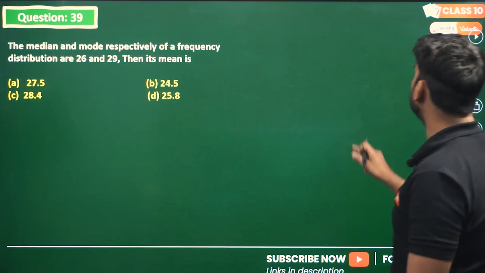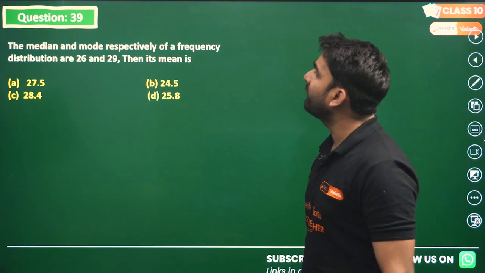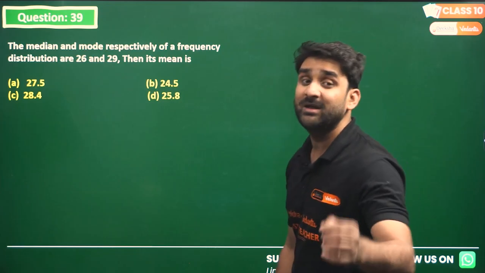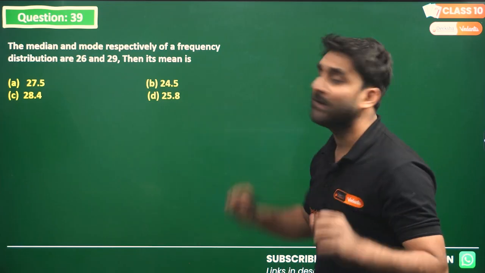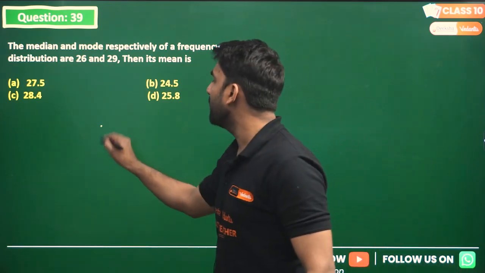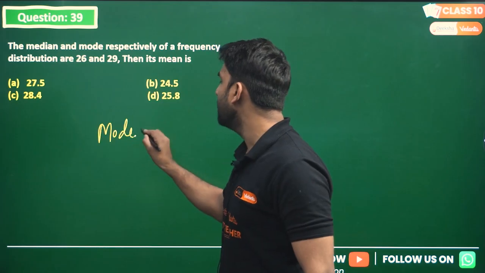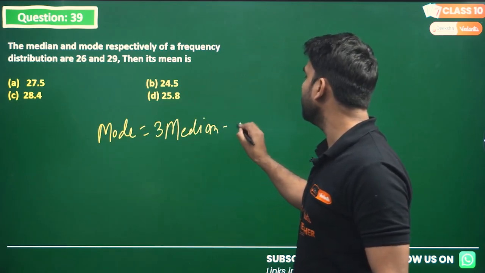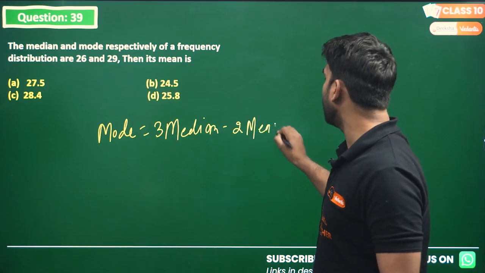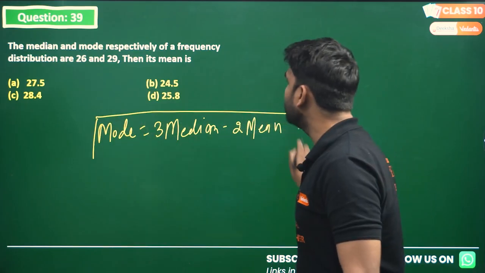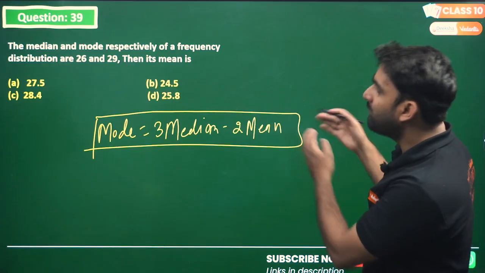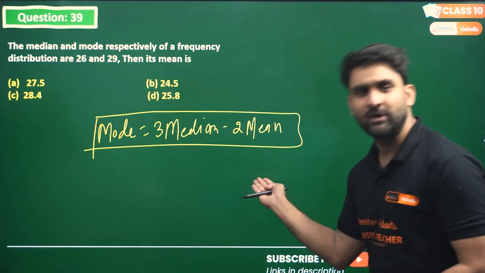Now moving to the next question, the median and mode respectively of a frequency distribution. My dear, median and mode is given to you, and you have to find out the mean here. Okay, no problem. We have a very special formula. Mode is equal to 3 median minus 2 mean, my dear. Come on, use this formula. By using this formula, you can get the result. You have median, you have mode. Can't you find mean? Yes, you can find the mean.